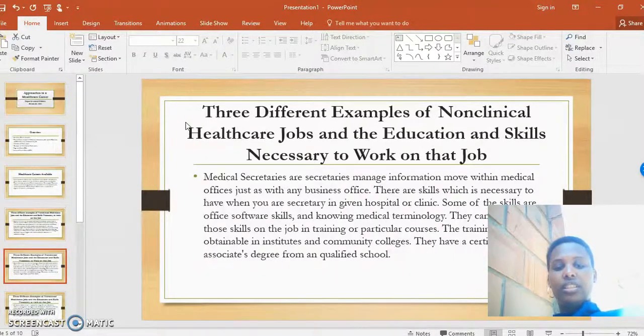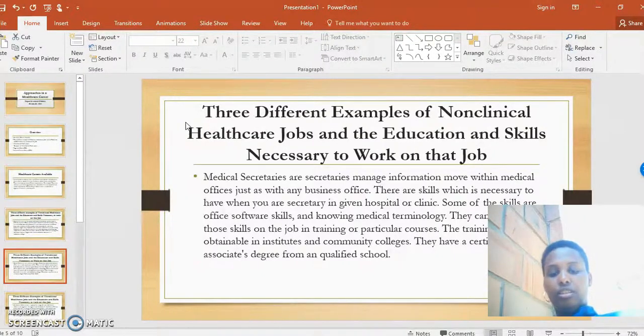They can learn the skill on the job through training or a particular course, can take a particular course online, or attend a class in order to improve the skill. The training is obtainable at institutes and community colleges. Lastly, medical secretaries can have a certificate or an associate degree from a qualified school, from any specific school.